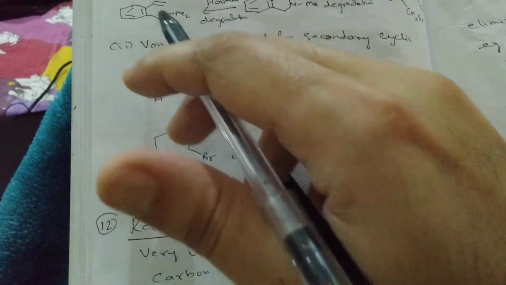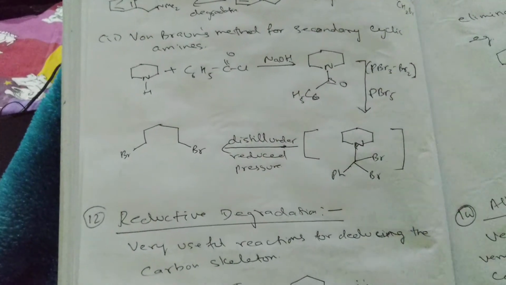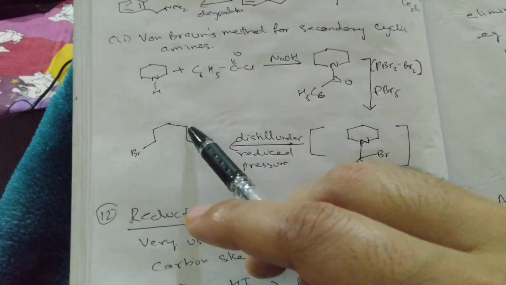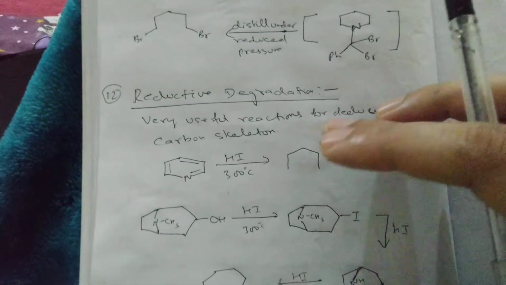So a molecule you don't know what it is, but you are able to break it and try to tell how many carbons were there in the ring. 1, 2, 3, 4, 5. Whether it is a 5-member ring, 6-member ring, all that you can do, right?